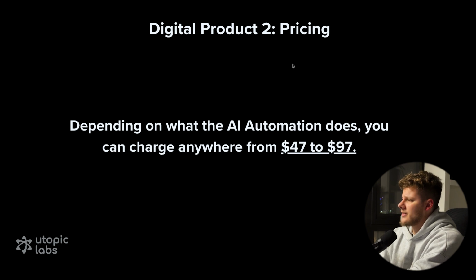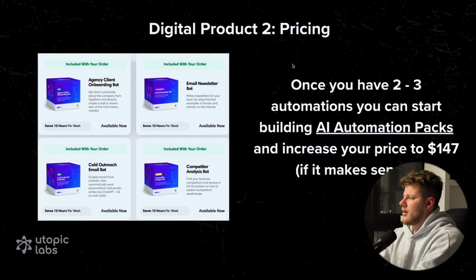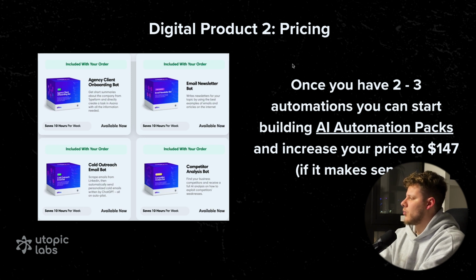Now, in terms of pricing, depending on what the AI automation does, you can charge anywhere from $47 to $97, right? So obviously it depends on what the automation does. Again, if it's something more for business, maybe you can charge a bit more. If it's something for creators, maybe slightly less. So once you have 2 to 3 automations, you can start building AI automation packs and increase your price to $147. Obviously, if it makes sense, right?